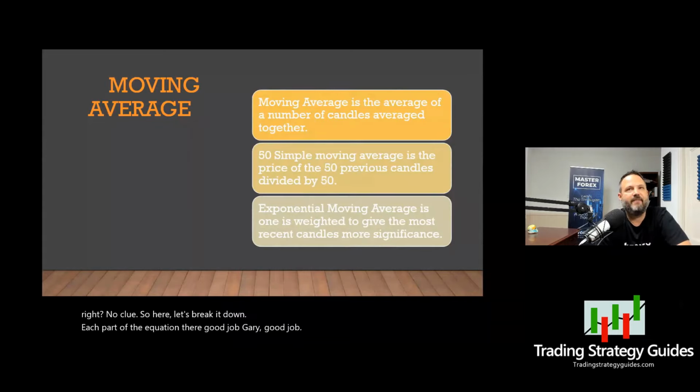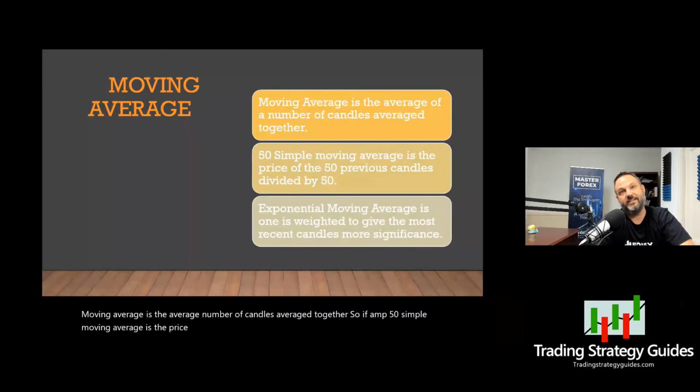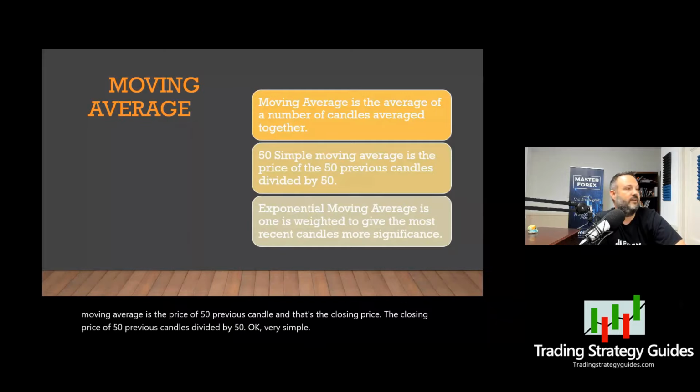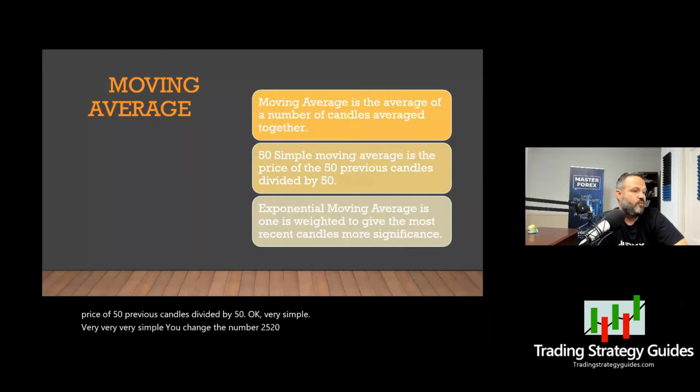Moving average is the average of a number of candles averaged together. So a 50 simple moving average is the closing price of the 50 previous candles divided by 50. Very, very simple. You change the number, 25, 20, whatever period of moving average you want to use, that's how it works.